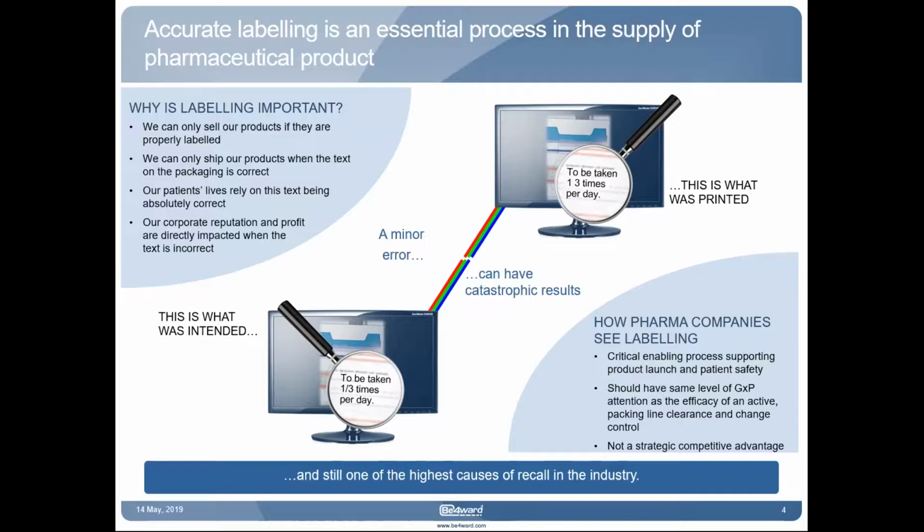What should have been on the leaflet was 1/3 tablets per day. What was actually printed on the leaflet was 13 tablets per day. Now that was an immediate and fatal dose. There was nothing that anybody could do if you took 13 tablets. That's rare, but what it does show is when we get things wrong in labeling and artwork, it can have a significant impact on the lives of our patients.